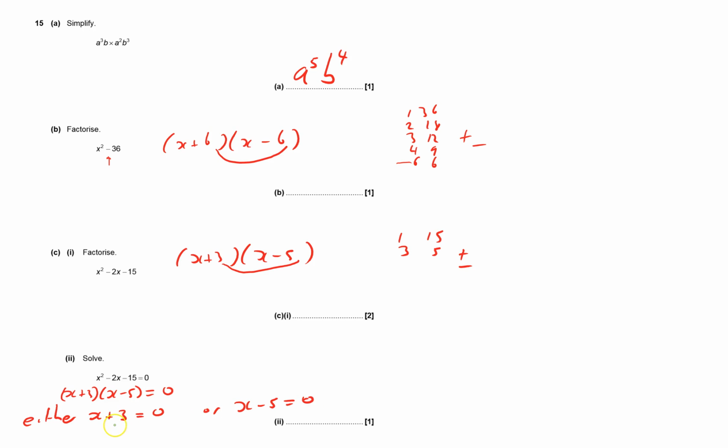So here I'd take away 3 from both sides, and that would give me that x equals minus 3. And on this one here, I'd have to add 5 to both sides, and that would give me that x equals 5. So you've got x equals negative 3 or x equals 5, and both of them will be true. And that's 15 done.